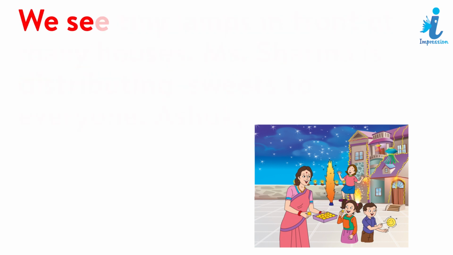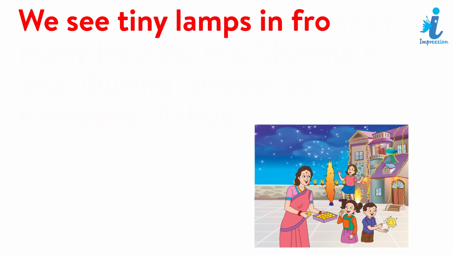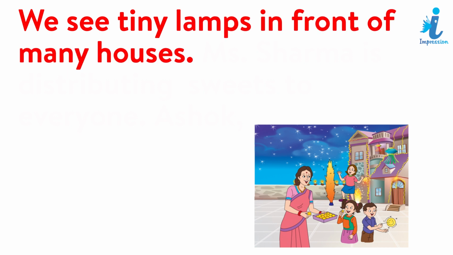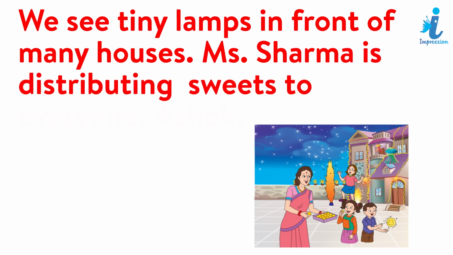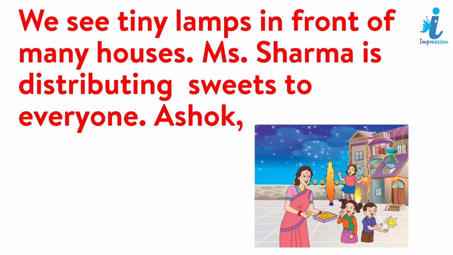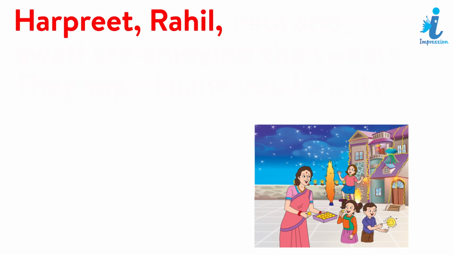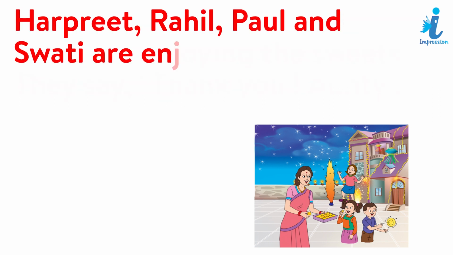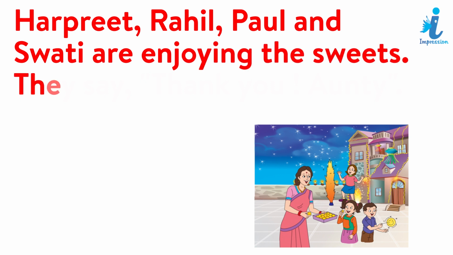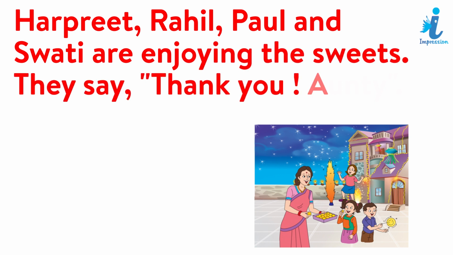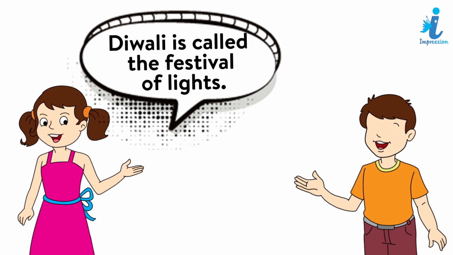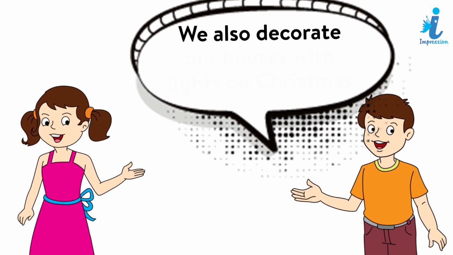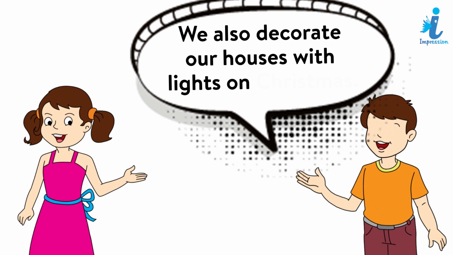We see tiny lamps in front of many houses. Miss Sharma is distributing sweets to everyone. Ashok, Harpreet, Rahil, Paul, and Swati are enjoying the sweets. They say, "Thank you, Auntie." Diwali is called the Festival of Lights. We also decorate our houses with lights on Christmas.